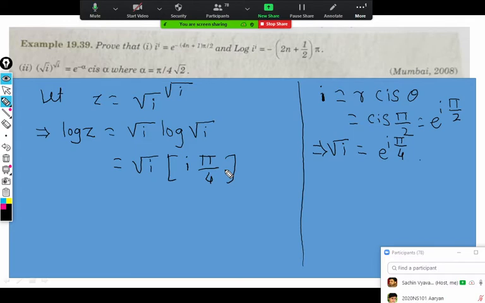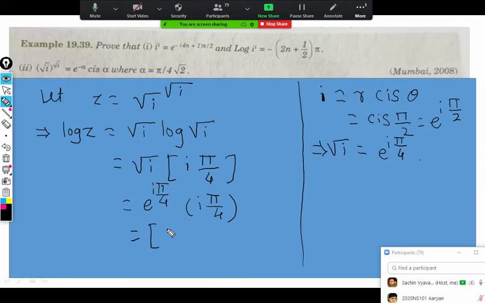That is e raised to i pi by 4. Actually, we have to convert again into the z. We want z at the end. Now, what we can do, this root i, we can write it as e raised to i pi by 4. Now, e raised to i pi by 4 is cos pi by 4 plus i sin pi by 4.